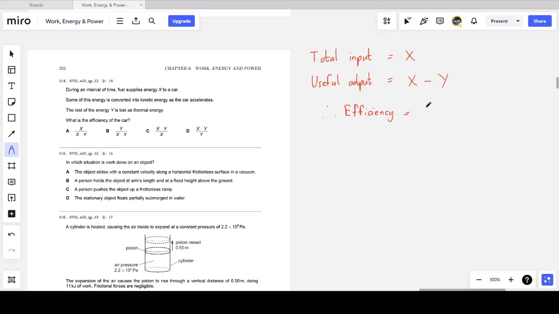so efficiency is, again, useful output over total input. If you remember this one equation, you shouldn't really make a mistake with any of these efficiency problems. Almost certainly guaranteeing you getting this correct. So efficiency will be X minus Y over X. And this corresponds to option C, X minus Y over X.